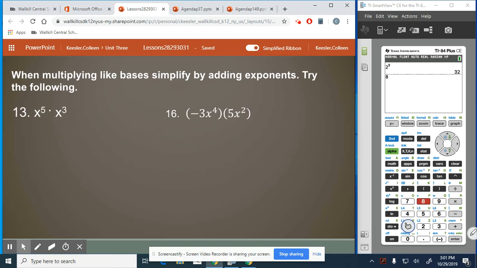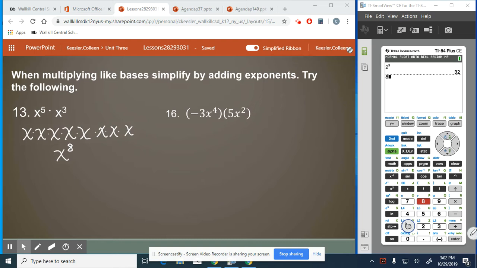Okay, next we have a multiplication rule. When multiplying like bases, simplify by adding the exponents. Try the following. So here, if I were to write this out, I would get x times x times x times x times x, all being multiplied together for this x to the fifth, and then x times x times x for the x to the third. Putting that all together, I'm multiplying 8 x's, so that's x to the 8th power. So the rule again is to simplify multiplication of like bases, you just add the exponents.